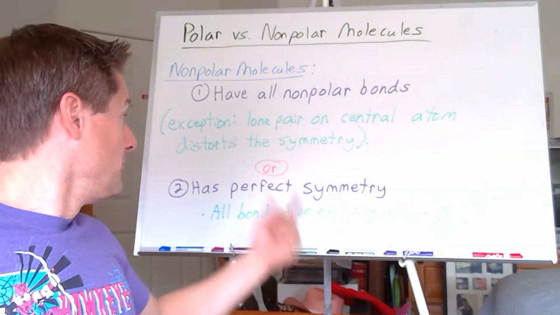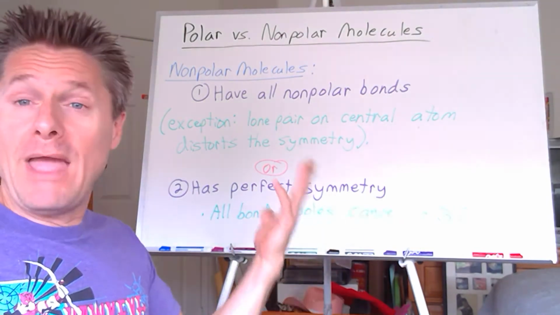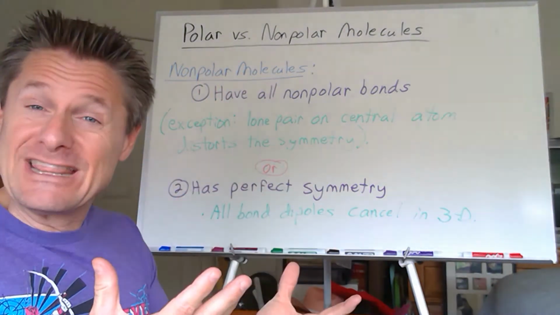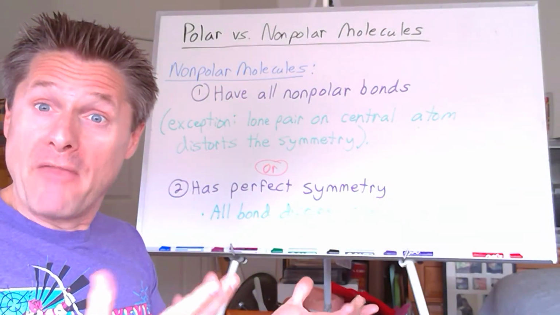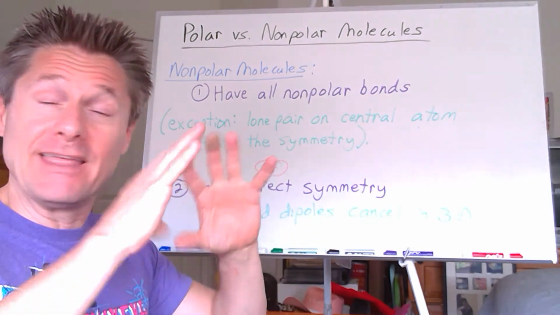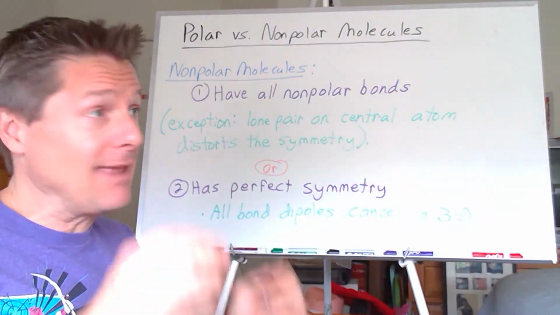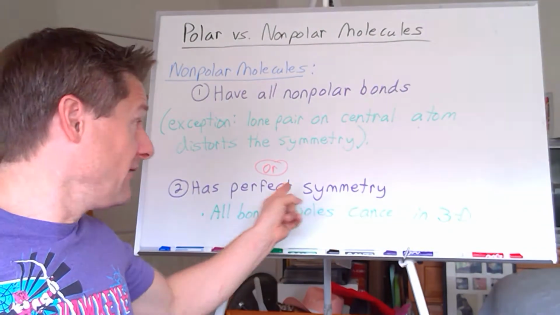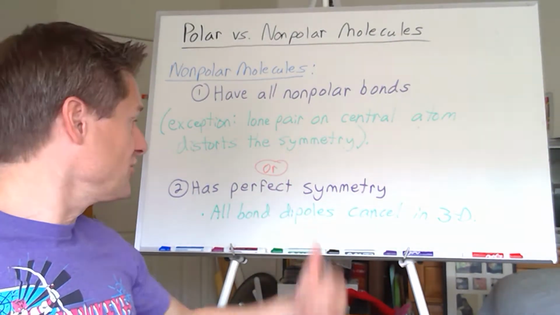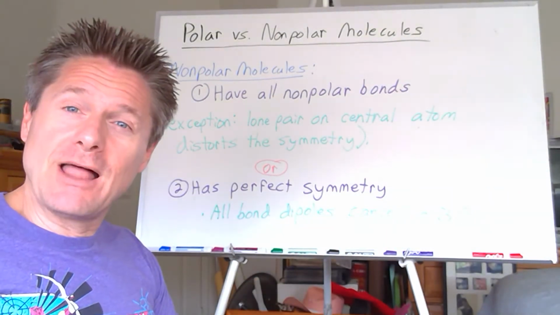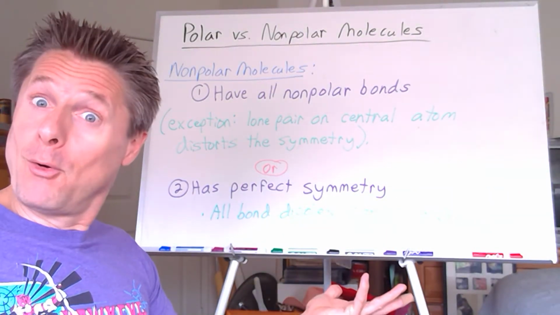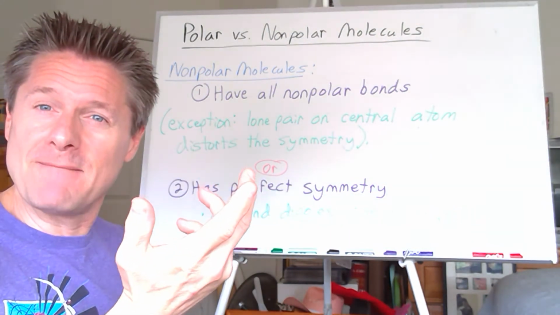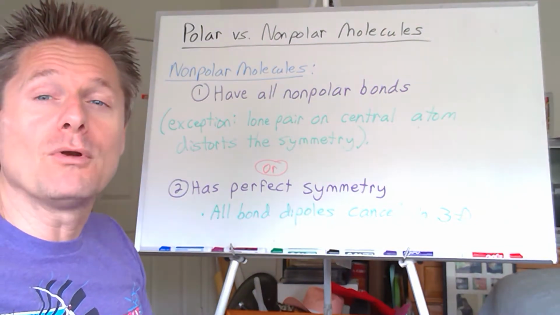Or it has perfect symmetry. Maybe you have polar bonds, but if those polar bonds are symmetrically oriented in three-dimensional space, and they all have the same dipole moment, that means the electron charge distribution is exactly the same. The electron density is exactly the same everywhere, even though it has polar bonds. But if it's symmetric, which you determine from the VSEPR structure, all those bond dipoles would cancel out in 3 dimensions, and you'd have a nonpolar molecule. Cool. And you can usually see from a model or just in your head, that's symmetric, right? Let's look at what makes something a polar molecule.